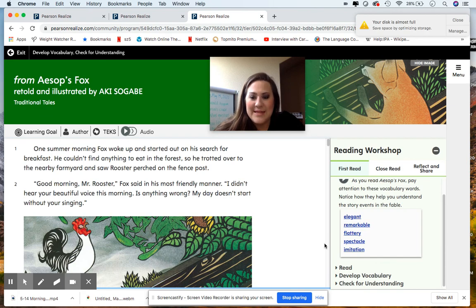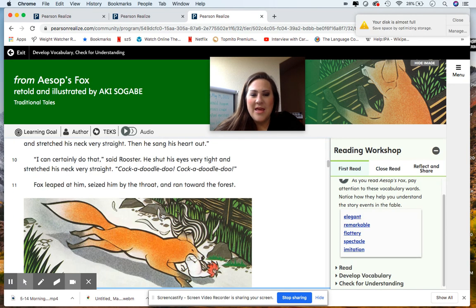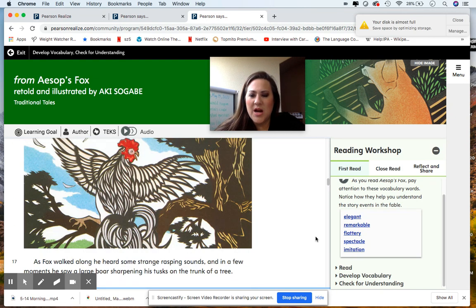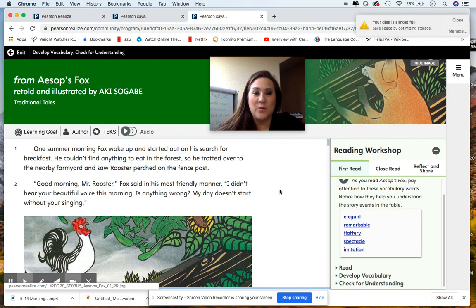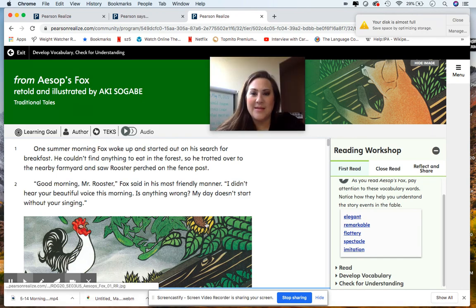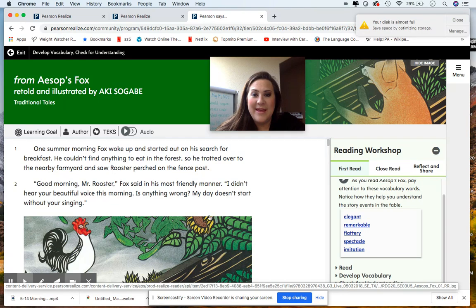We will apply these words as we read our story. I think you guys will enjoy this tale that we will start reading either tomorrow or next week. I can't remember. But make sure that you have a good understanding of these words before we do dive into Aesop's Fox. All right. I will be back with continuing our lesson on writing a fable.